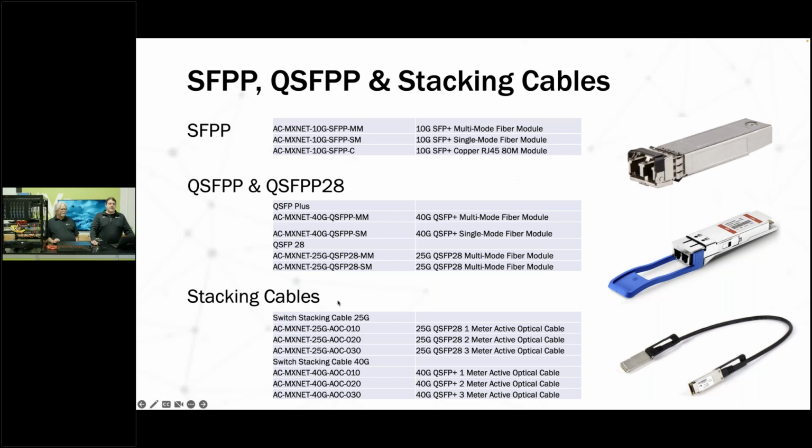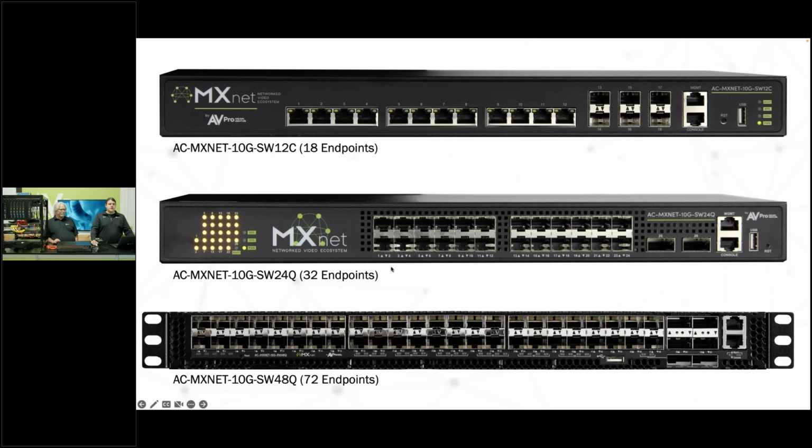Then we have our stacking cables, which have our 25 gig for stacking the 12C and 40 gig for stacking these ports. So if I wanted to stack a 24 and a 48 together, I have to make sure that these ports are open, and I can extend my 40 gigs worth of signals from this port to this port, and from this port to this port. So I can now take 80 gigs out of my 24Q and pass it into this system.